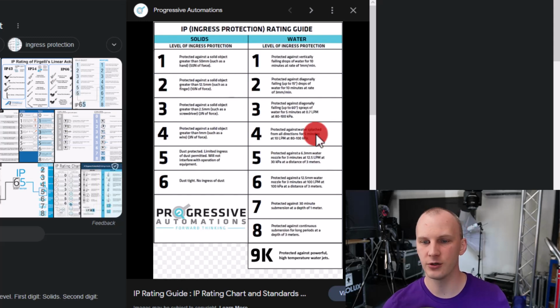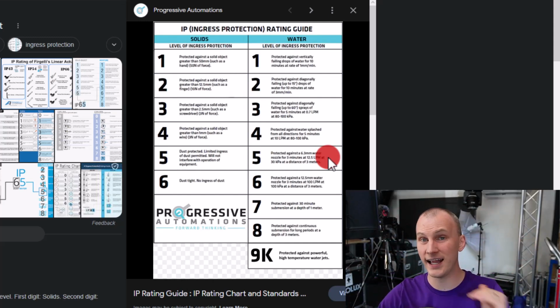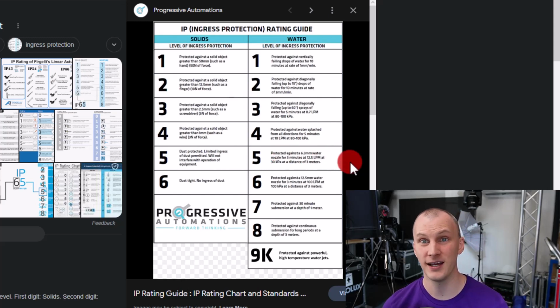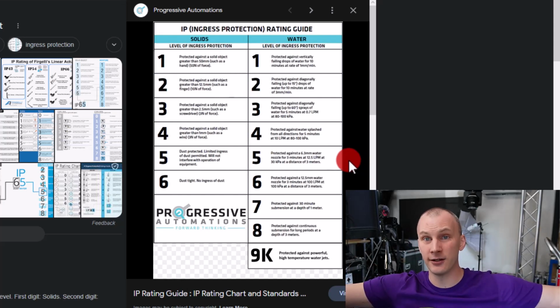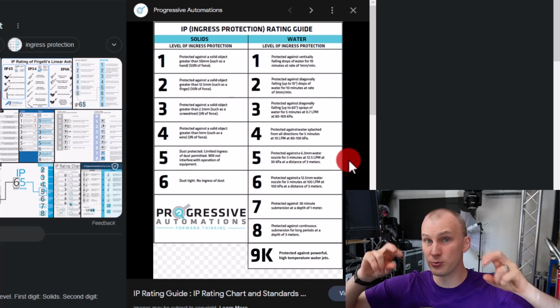They're fine. Okay, but 6.5 is where things get interesting because that's where a water jet from, and this is key, from any position, so from up, down, side to side, any position, is able to shoot this very specific pressure of water for a specific amount of time at the fixture at any angle, okay? And so 6.5 is where we generally say weatherproof starts.